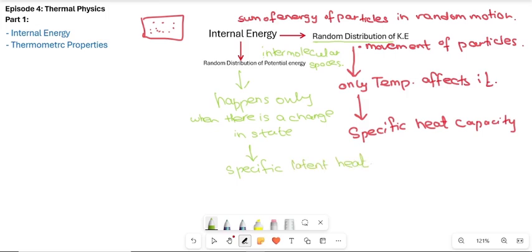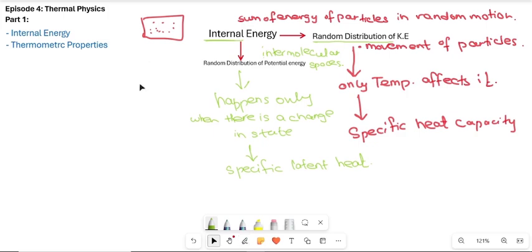If I were to sum it up, you'll say, okay, when you see particles, the total energy in them is referred to as internal energy, and then you further classify them. The movement, when these particles move, is referred to as random distribution of kinetic energy, which is only affected by temperature, and the spaces and the intermolecular forces between them are referred to as random distribution of potential energy, which is only affected when there's a change in state. So you must have seen how when they're solid, the particles are very close to each other. When they become liquid, they move further away, so there are more intermolecular spaces. So when there's a change in state, there is a change in potential energy.